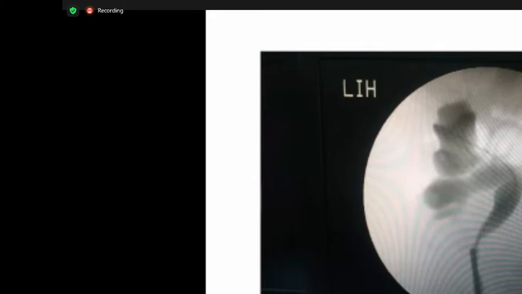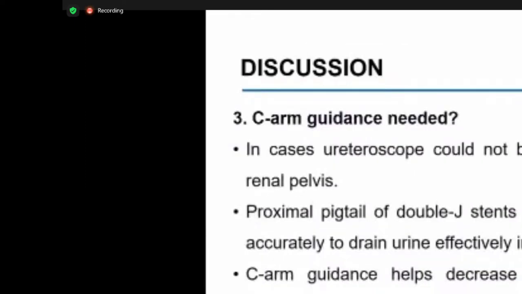Also, in these circumstances, CM guidance helps us reduce the volume of saline irrigation as well as intrarenal pressure, which will improve efficacy and safety of the procedure. So, this slide summarizes the 3 points that I just said to you. And CM guidance really helps us decrease the volume of irrigation and improve the effectiveness and safety of the procedure.